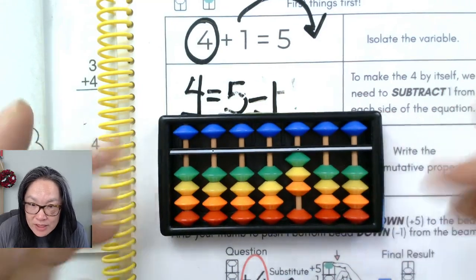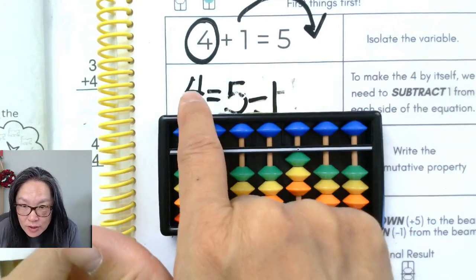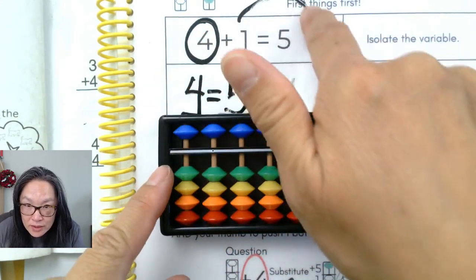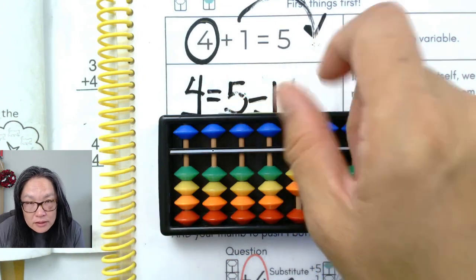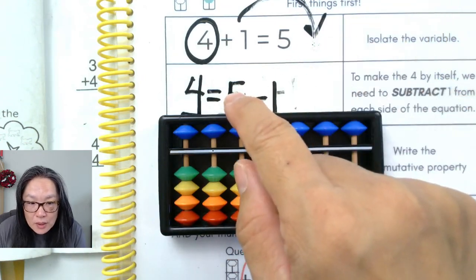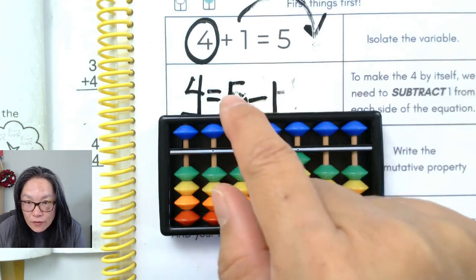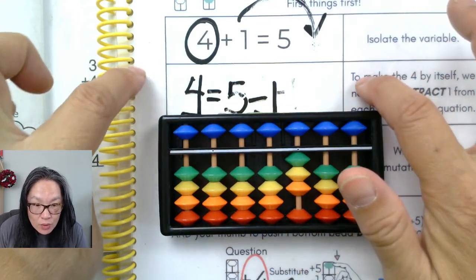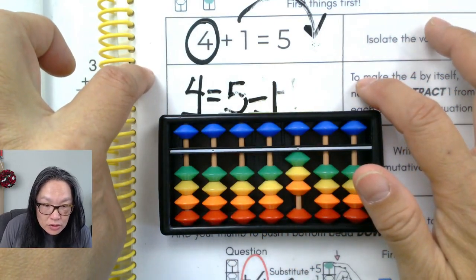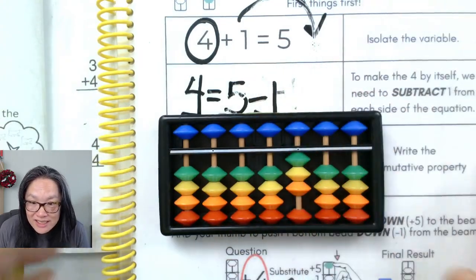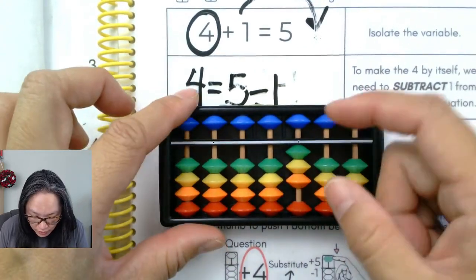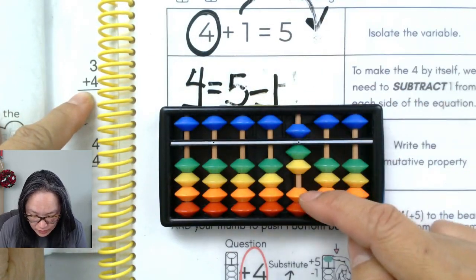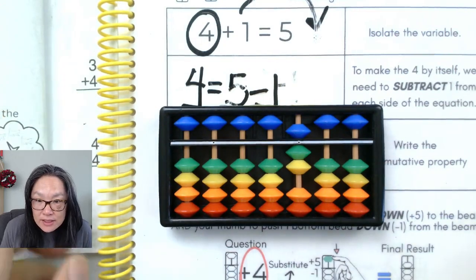So what's going to happen is when we isolate the variable, there's my 4, I'm going to do 5, and I move this 1 to the other side, right? Why? Because I want to balance the equation. 5 minus 1 is equal to 4, right? So now we're going to substitute 4: we add the 5, and we take away the 1. And my final answer is 7.